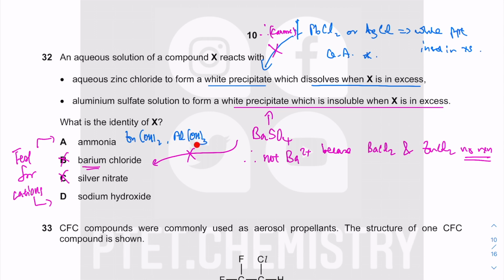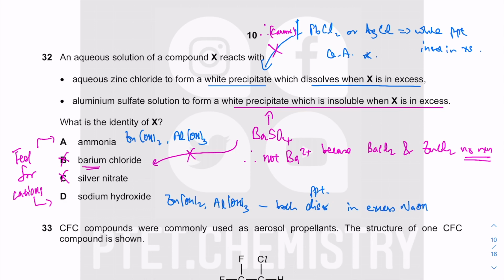So both of these are white precipitates, but these dissolve when X is in excess. So in excess hydroxide, this will dissolve, and this will also dissolve. Oh, hang on. Will this dissolve? Hang on. So yeah, both of them will dissolve in excess hydroxide. So zinc and aluminium both dissolve, both precipitates dissolve in excess NaOH.